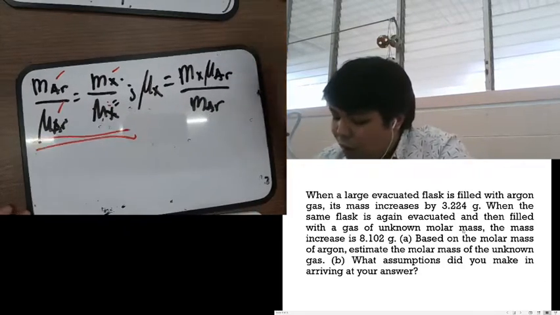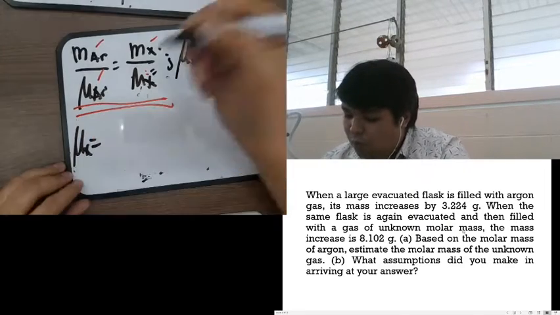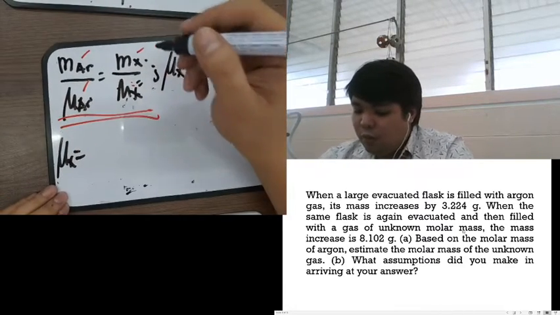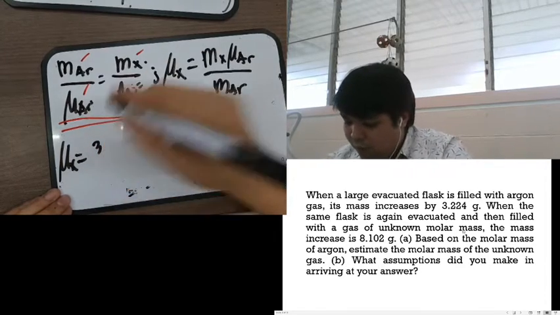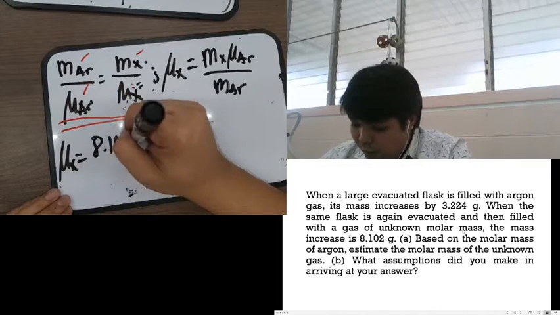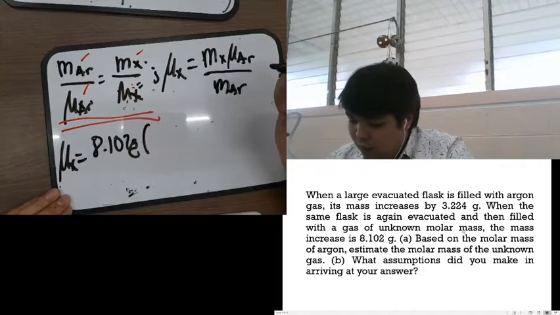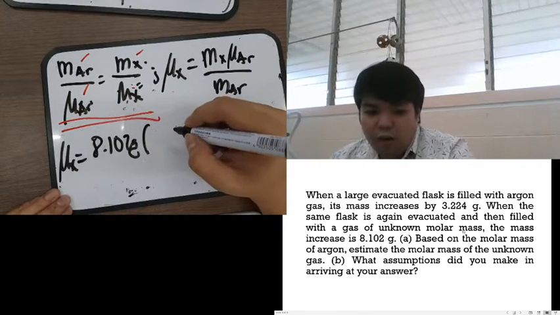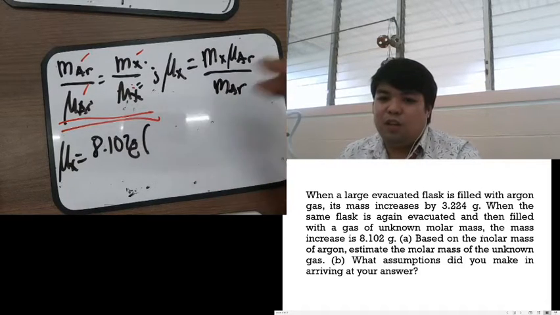So we plug in our values. So the molar mass of X is equal to 8.102 grams multiplied by the molar mass of argon. What is the molar mass of argon? Okay, guys, let me check.